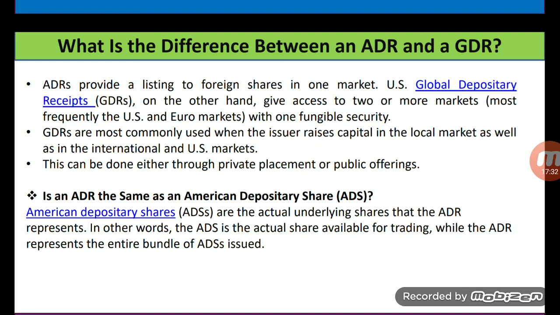Some extended things we can say. The question is, is an ADR the same as an American Depositary Share, ADS? American Depositary Shares are the actual underlying shares that the ADR represents. In other words, the ADS is the actual share available for trading, while the ADR represents the entire bundle of ADS issued. So ADR is the bundle of American Depositary Shares, and American Depositary Shares are the actual shares available for trading.